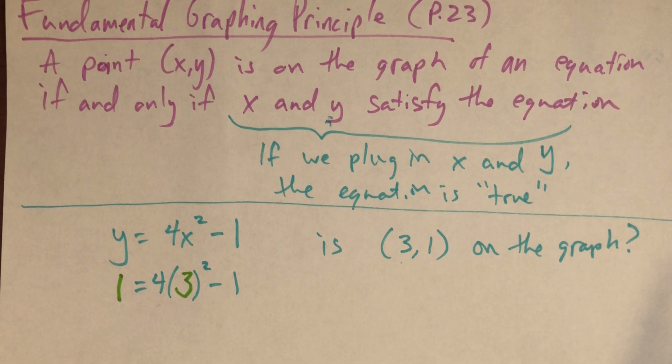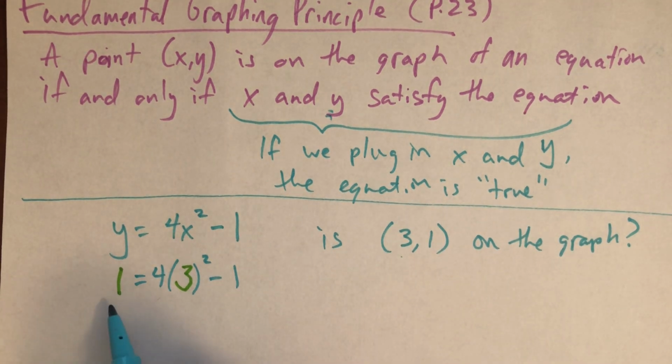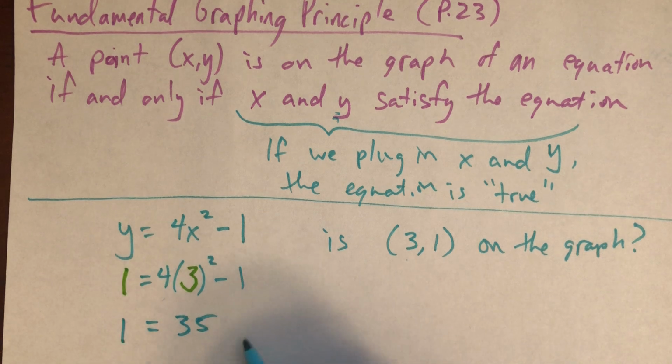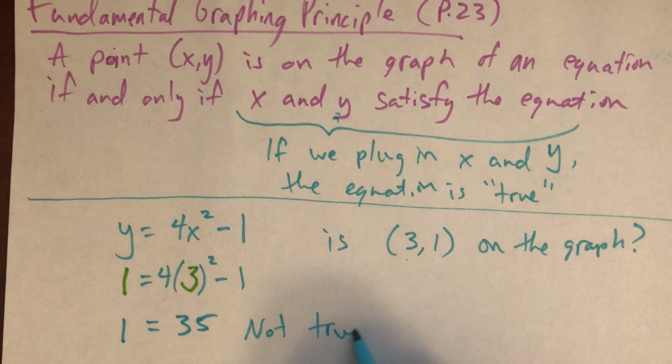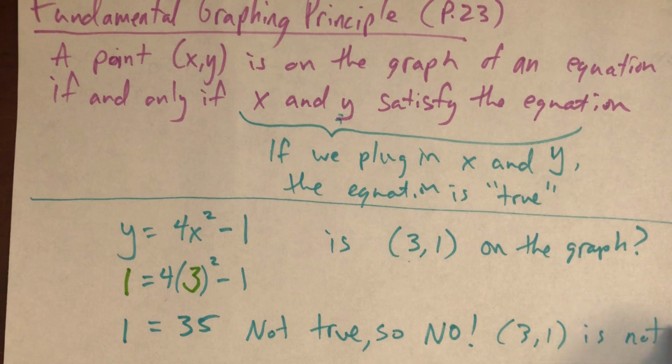Okay, and now we can see on the face of it pretty quickly that this is not true, but we can carry this out, right? So we got 1 on that side. We have 4 times 3 squared, so 3 squared is 9. 9 times 4 is 36, minus 1 is 35, and this is not true. So, no. (3, 1) is not on the graph.